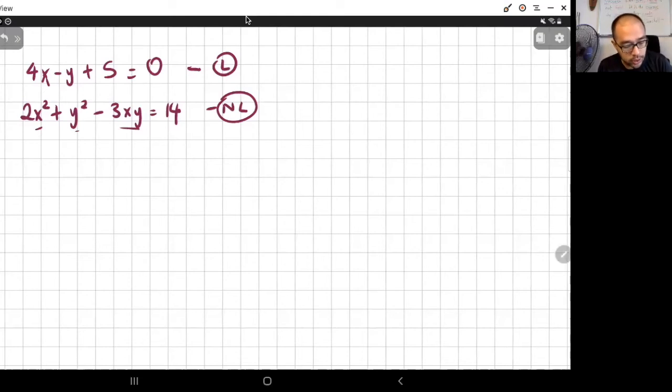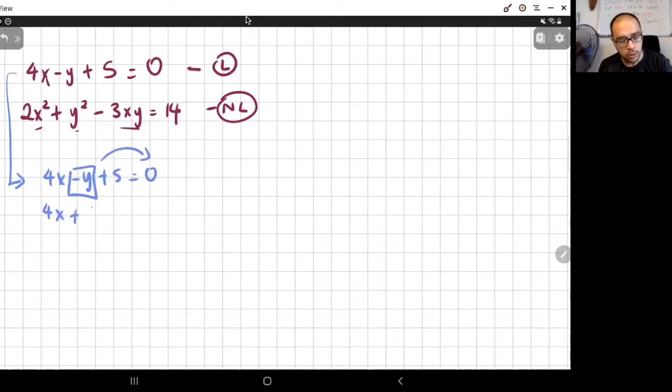So the first thing you do is you take the linear equation and express it in one letter. So 4x minus y plus 5 equals 0. Let me move the y across here to make things easier: 4x plus 5 equals y.